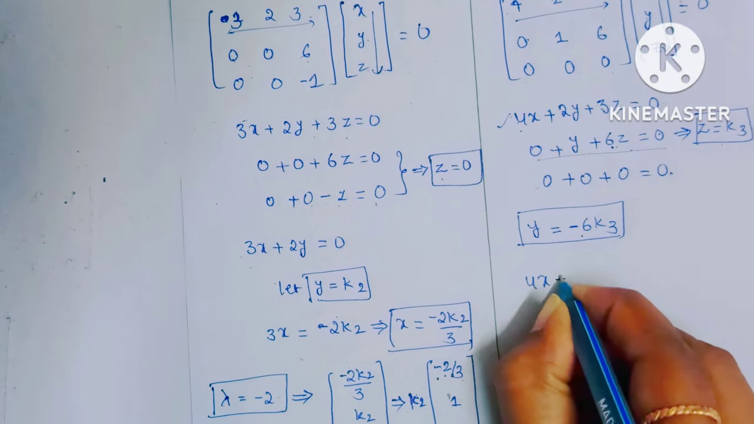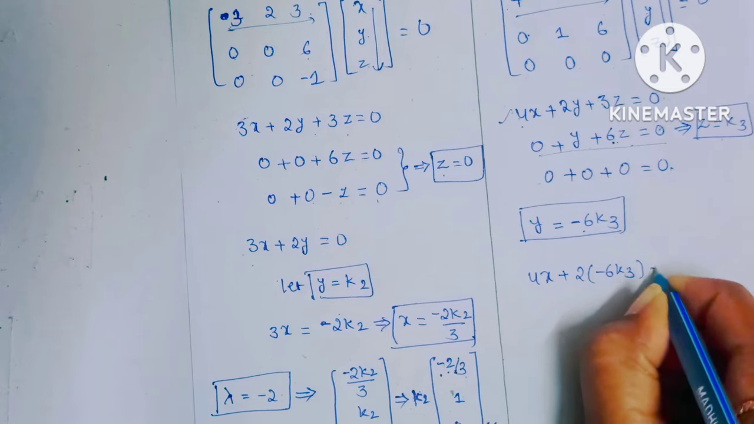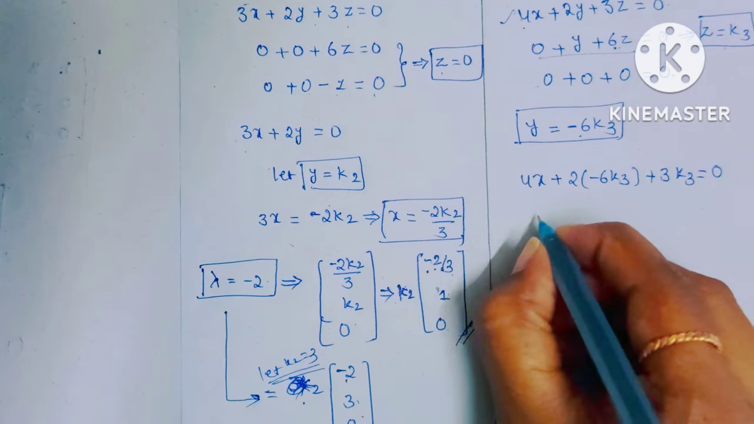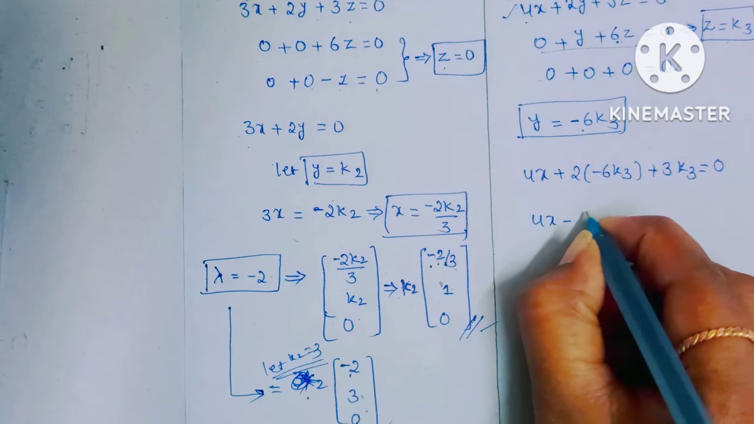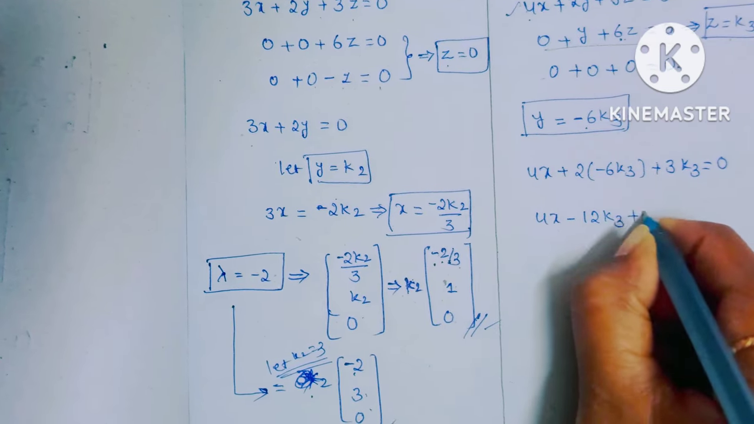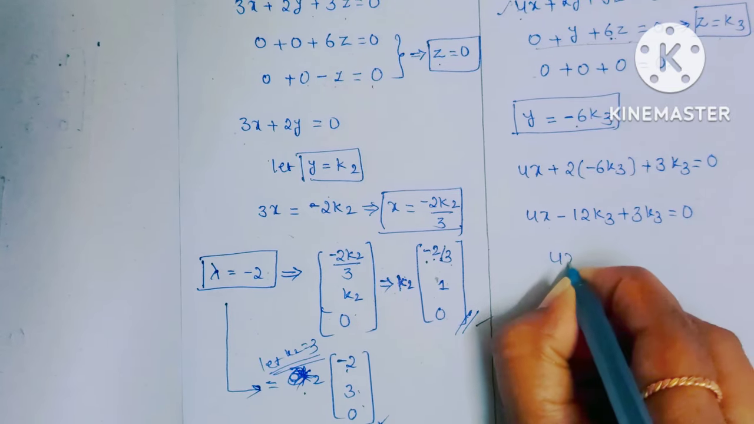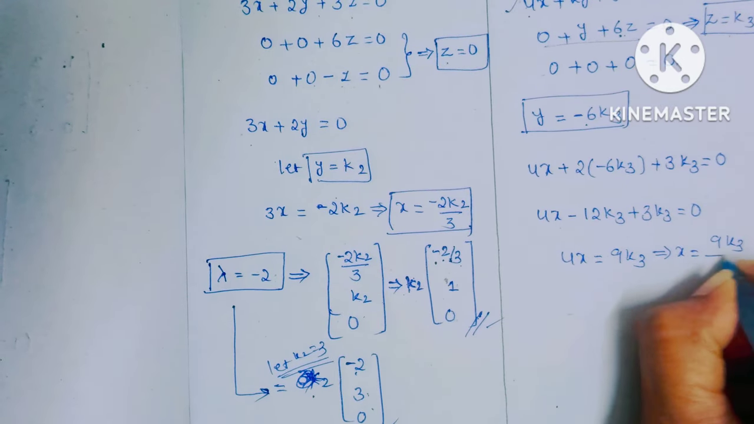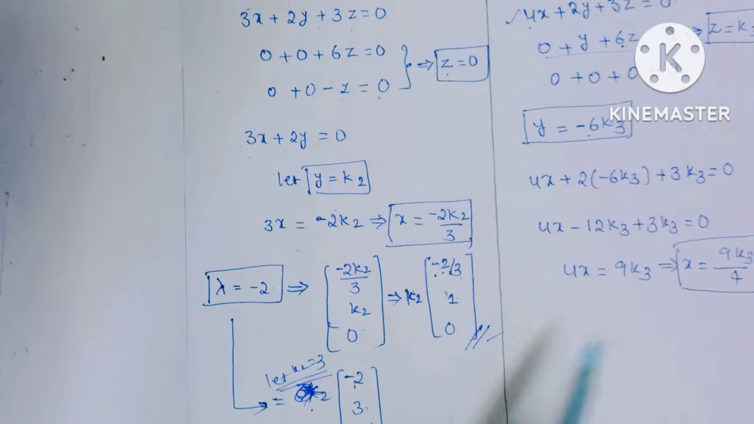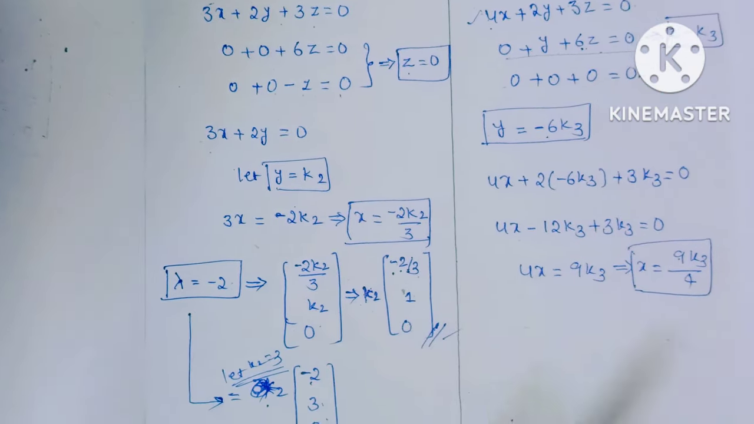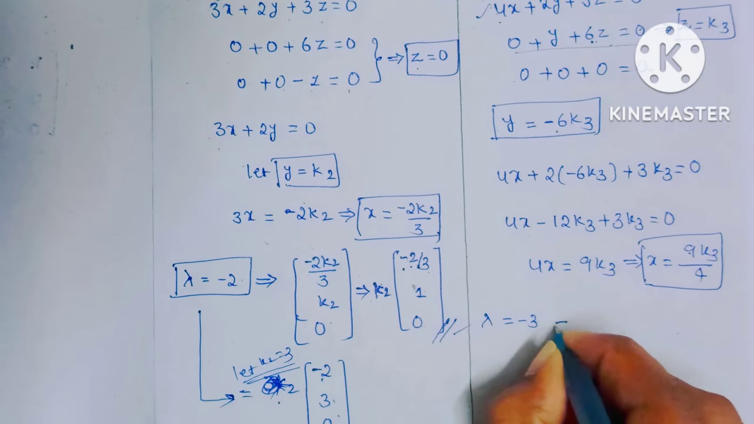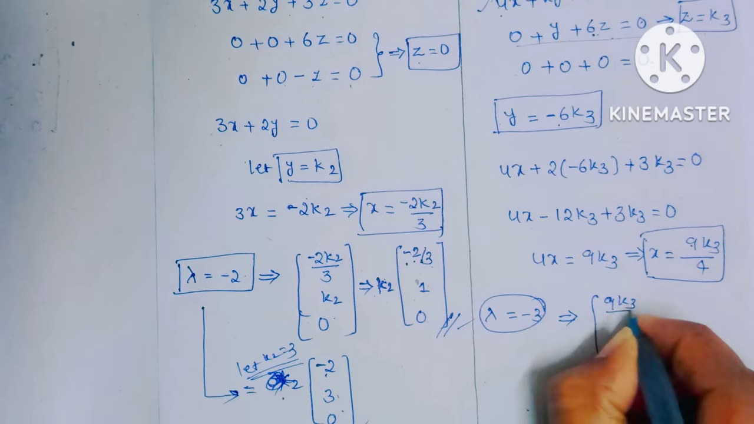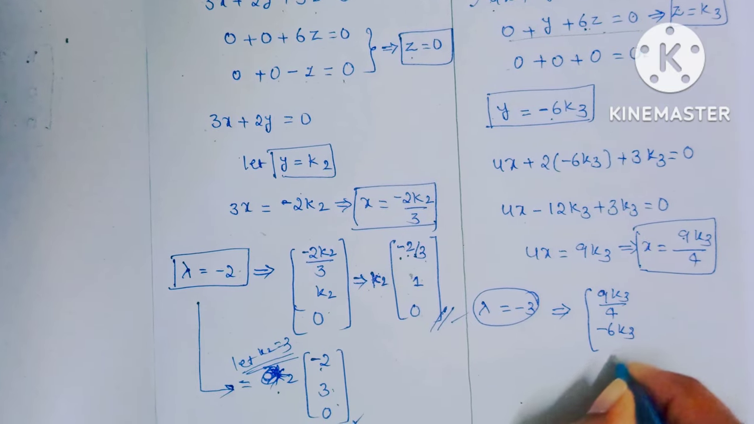So 4x plus 2 into y, which is minus 6k3 giving minus 12k3, plus 3 into z, which is 3k3, is equal to 0. So 4x equals 9k3. From here x equals 9k3 by 4. Okay, so we know the x, y, z values. So the eigenvector for the eigenvalue lambda equal to minus 3 is x is 9k3 by 4, y is minus 6k3, z is k3.